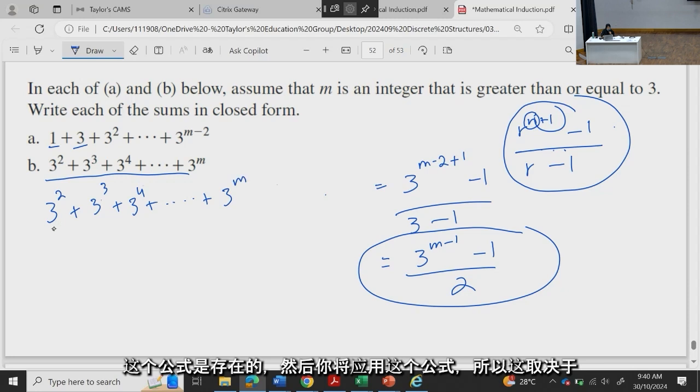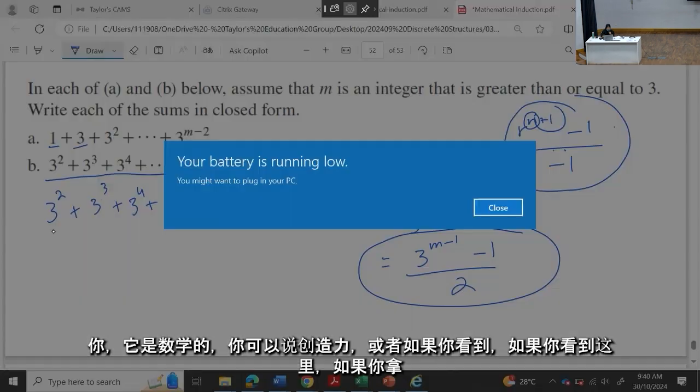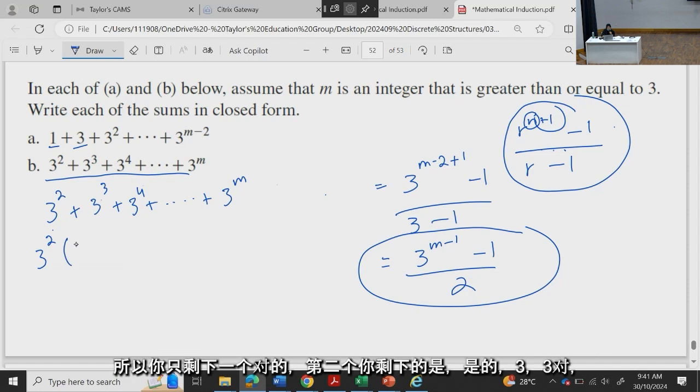So it's up to you. It's mathematical creativity. Here, if you take, for example, 3 to the power 2 common, what you are left with is 1, right? So you are left with 1. In the second, what you are left with is what? Yes?